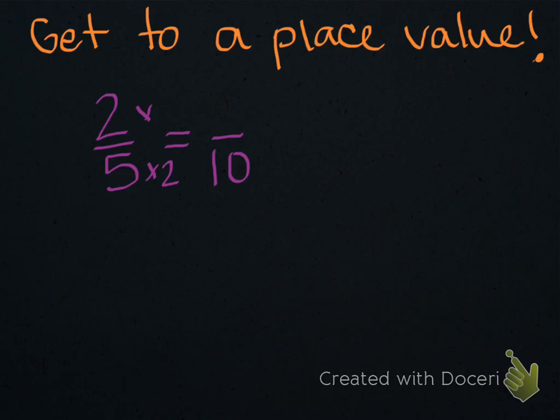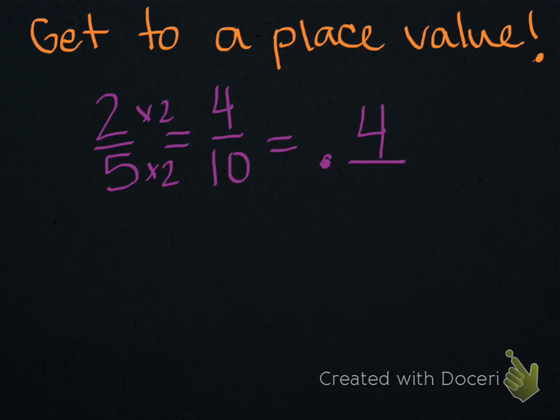Yep, multiply by 2 halves, because 2 halves is the same as a whole. And what would be in the numerator? Yep, 4. And if we were writing that as a decimal, we'd say it's point what? 0.4 or 4 tenths. Notice we ended in the tenths place.